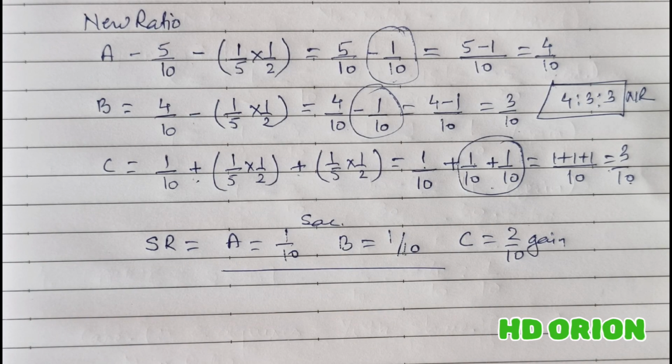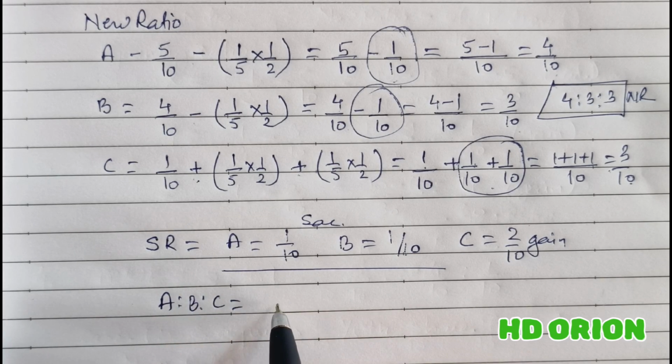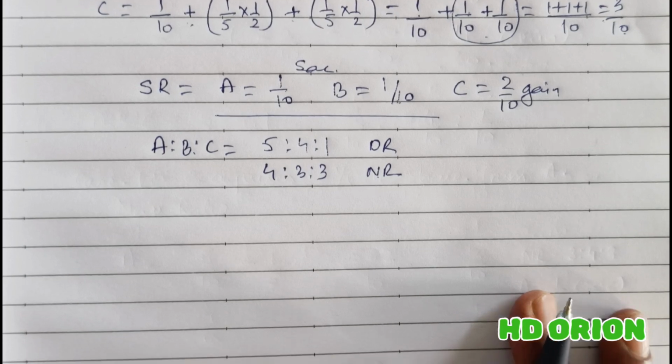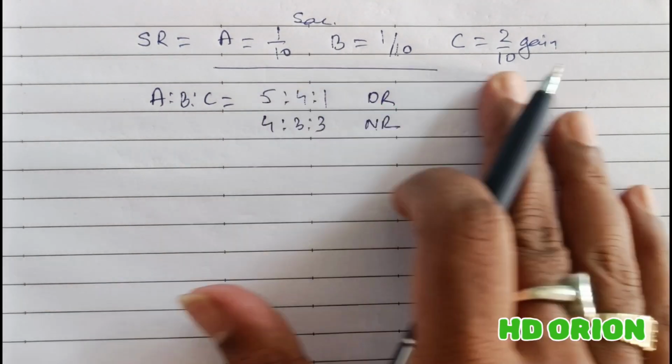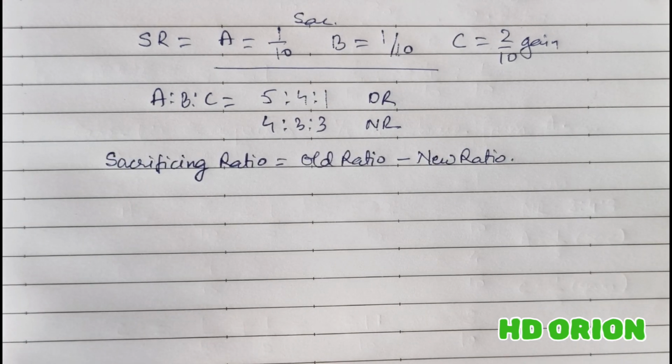Fine. But you can also calculate it by the traditional method, that is old ratio minus new ratio, when you are calculating sacrificing ratio, because you know both the ratios. Old ratio you know, A is to B is to C, earlier it was 5:4:1, but now it is 4:3:3. So this is old ratio and this is new ratio. Now when you put the formula here, then also you can get the same result. Let us see how. Sacrificing ratio is equal to old ratio minus new ratio.